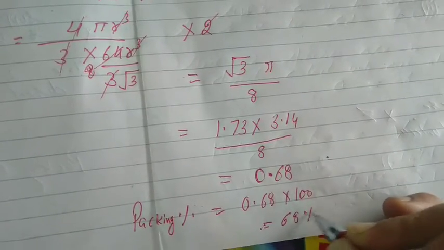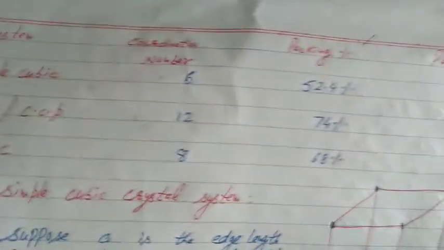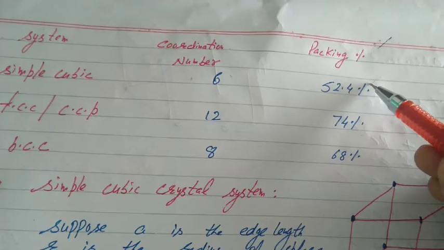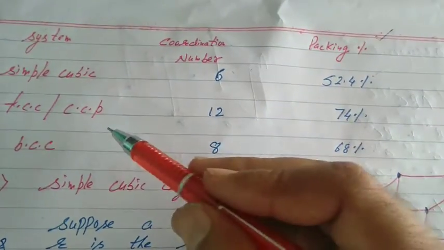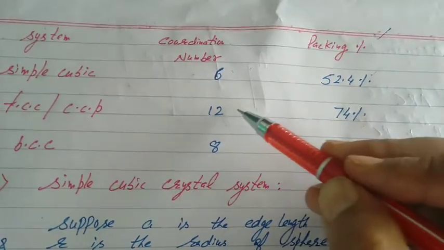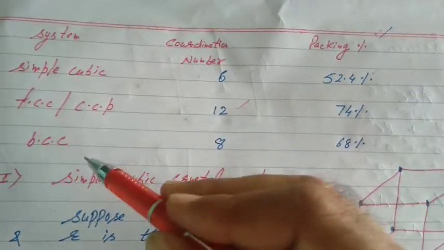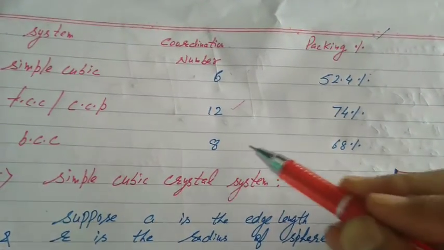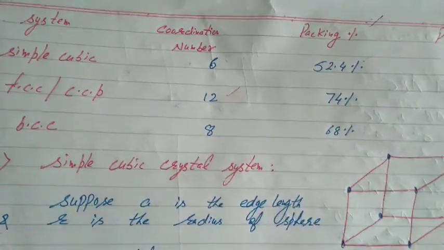That's all for the calculation of packing percentage. That's our today's topic, calculation of packing percentage. For simple cubic 52.4%, and in simple cubic structure the coordination number is 6. For FCC 74% and coordination number is 12. BCC 68% and coordination number is 8. Thank you.